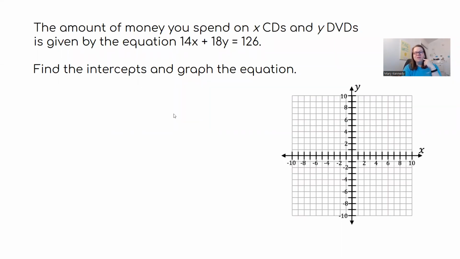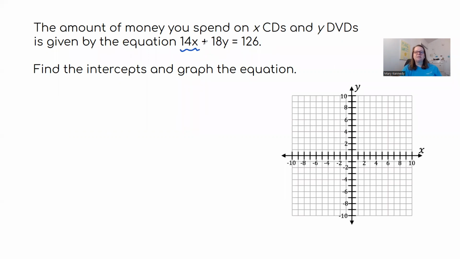All right, so on this one, it says the amount of money you spent on x CDs and y DVDs is given by this equation. Find the intercepts and graph the equation. So some number of CDs and some number of DVDs, and we don't know how many of each of them, but we have this equation. So let's think about what this equation is telling us.